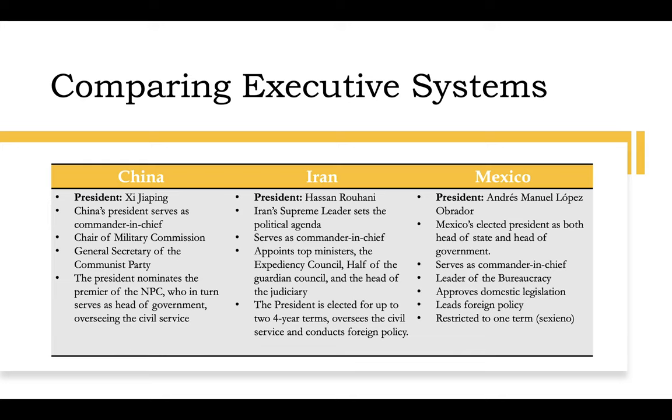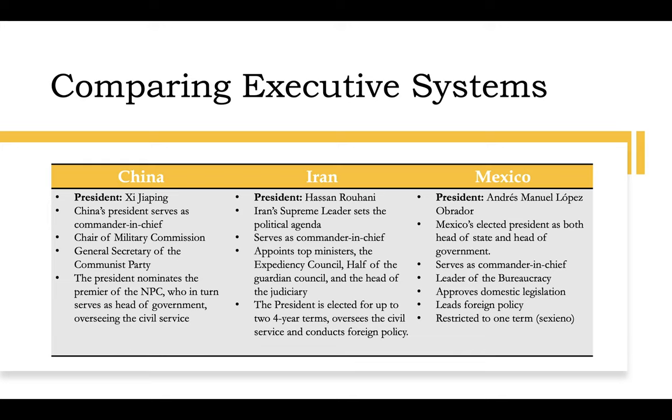So, okay, Iran, you need to know they have the nickname of the supreme leader. The president has the nickname of a supreme leader. You need to know, and this is where things get weird in Iran. They serve as commander-in-chief. Okay? However, they only control half of the cabinet.